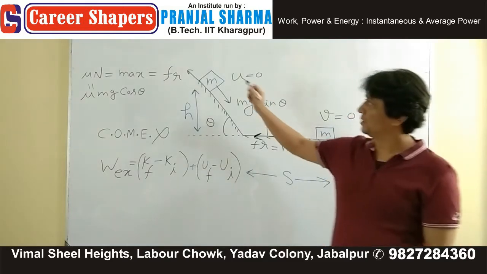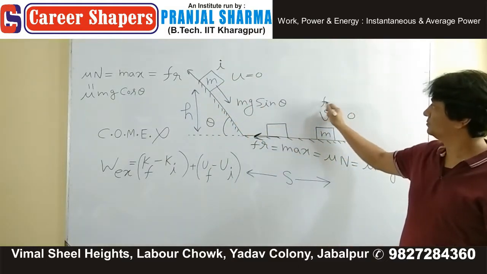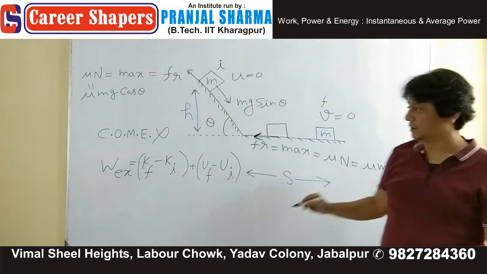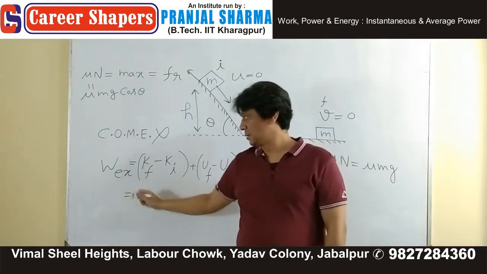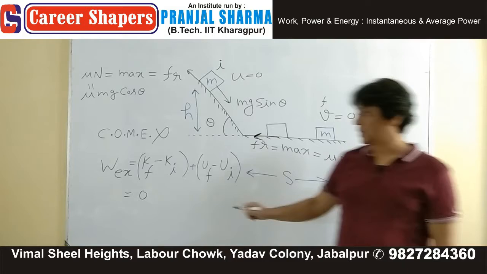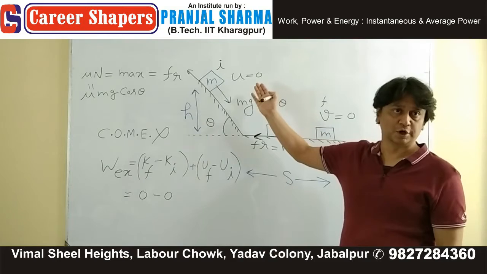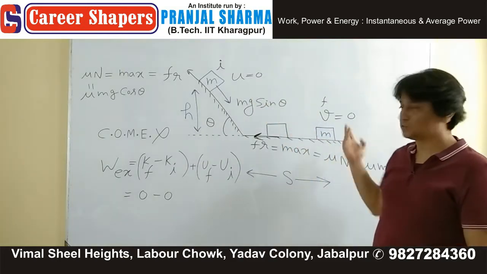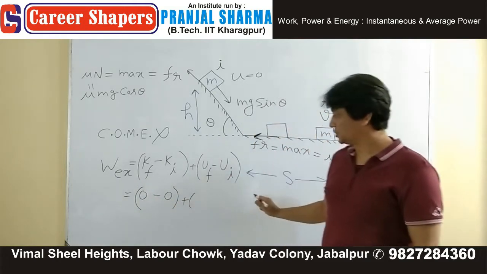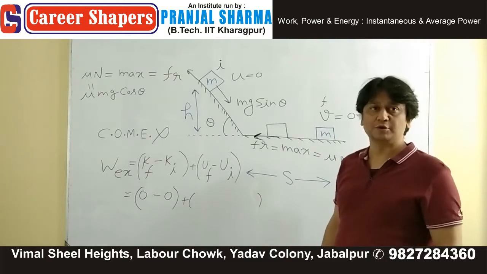So this is your initial point. This is your final point. Initial, final. K final, 0. K initial, 0. It started with V0, finally comes at rest, V is also 0. What is U? Gravitational potential energy. जहां आपकी मर्जी हो वहां आप उसे क्या लेते हैं? 0.